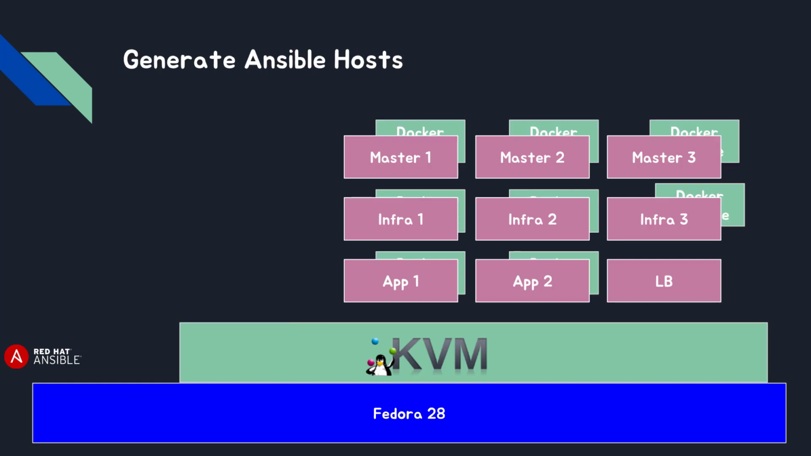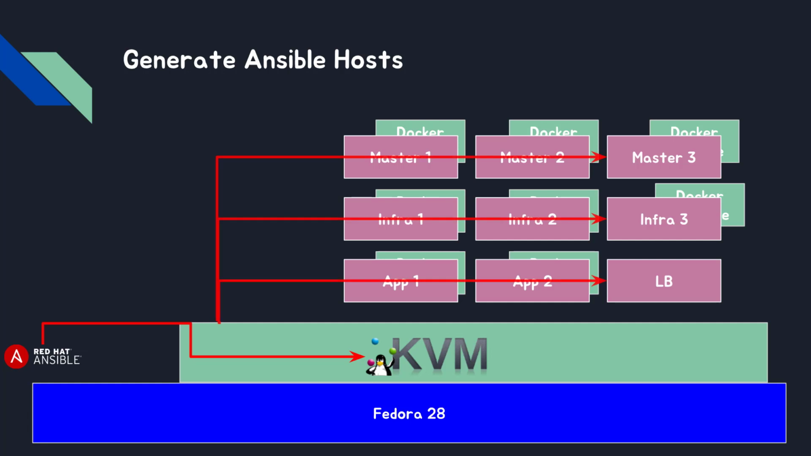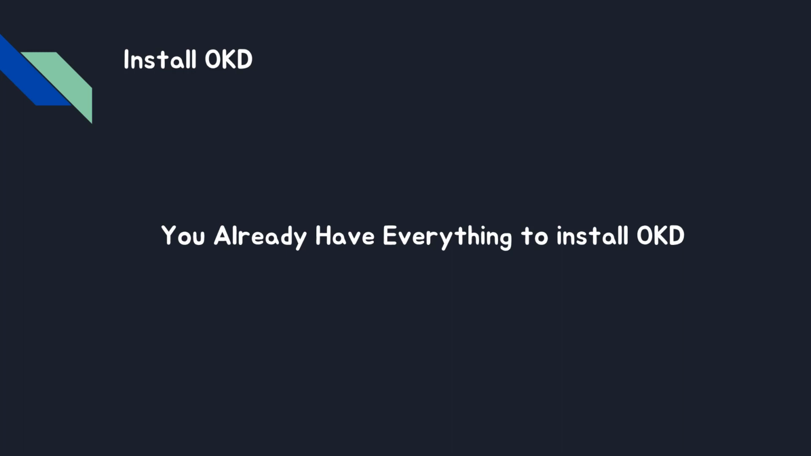Now, we need an Ansible host file for installing OKD. The Ansible playbook goes to KVM and gets information about the VMs. And then we will create the Ansible host file with that information. Now we can install OKD. You already have everything to install OKD, so we just execute the Ansible playbook for OKD.